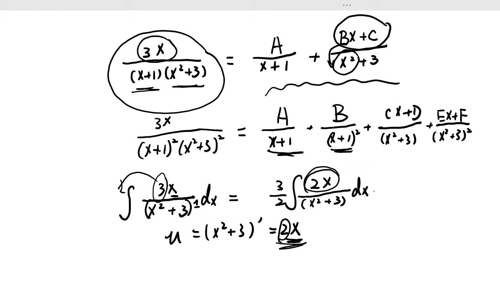Now I have 2x to prepare. Now it's very clear we can solve this because we have our u prime. So that's going to be ln, absolute value. Even though you know this is going to be positive anyway because x squared plus 3 is positive, I just gave the absolute value because you have to remember to give absolute value. Any questions so far?